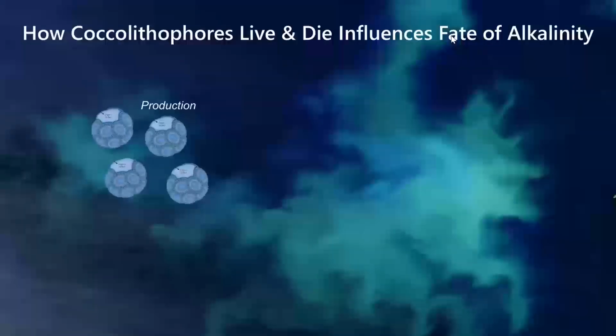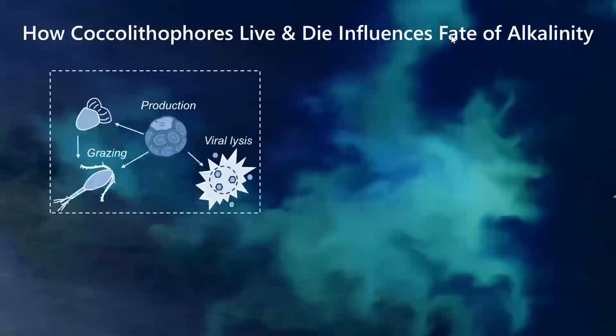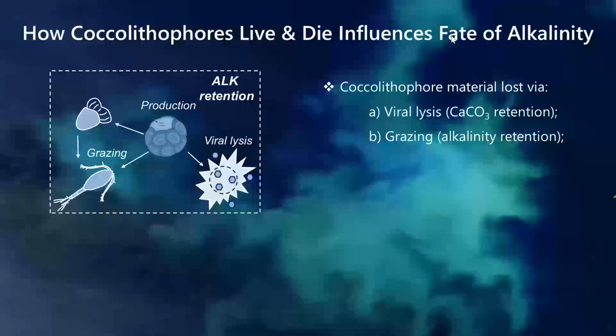And therefore, how coccolithophores live and die influences the fate of alkalinity, which is what the CHALKY project is looking into. So if we have the production of coccolithophores happening in the surface ocean, but we can also have grazing by microzooplankton and zooplankton, as well as viral lysis. This is when the coccolithophore is infected with a virus and it can explode. And if all of this is happening in the surface water, then this is going to retain the alkalinity within the surface water.